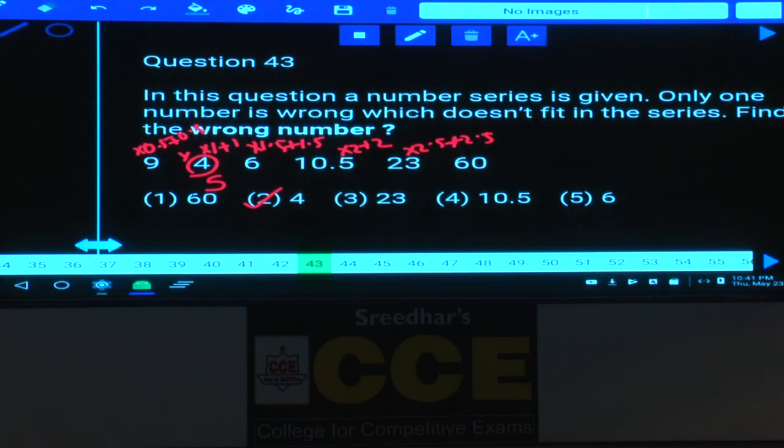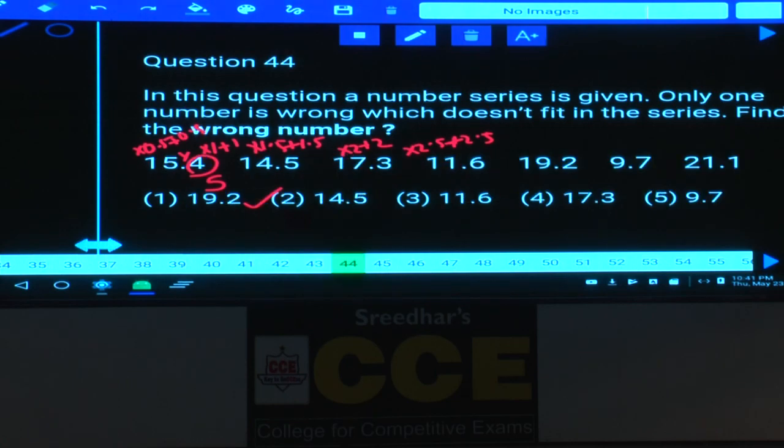Then next one, 43. And question number 44. Has 44 been done? Now 44. How many numbers are there in this one? 1, 2, 3, 4, 5, 6, 7. And again the numbers 15.4, and remove these decimals, isn't it? Only one decimal is there, 154, 145, 173, and so on. Numbers are increasing and decreasing. Whenever the numbers are increasing and decreasing and the series is a longer series, it must be an alternate series.